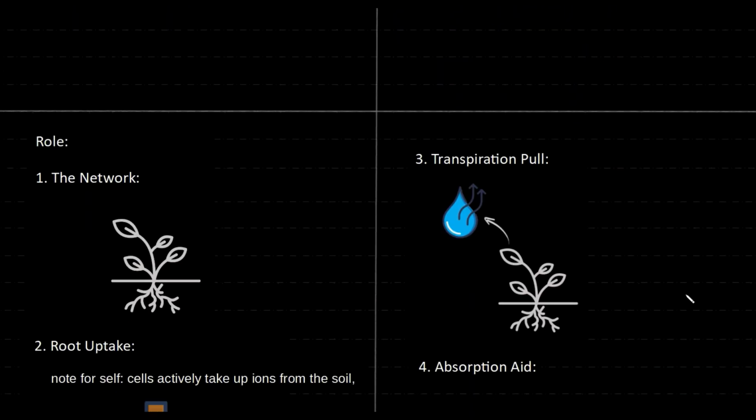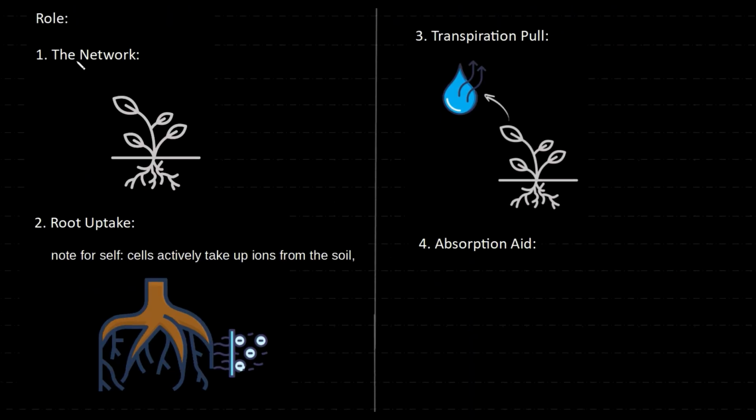Now, let's go to the role. That's the main thing that we are looking at. So we can list it as four main things, 4 points. One is network establishment. Since we are looking at minerals and water which comes from the soil, it has to go to, yes, the top. So it has to have a network, and that network is nothing but your xylem.